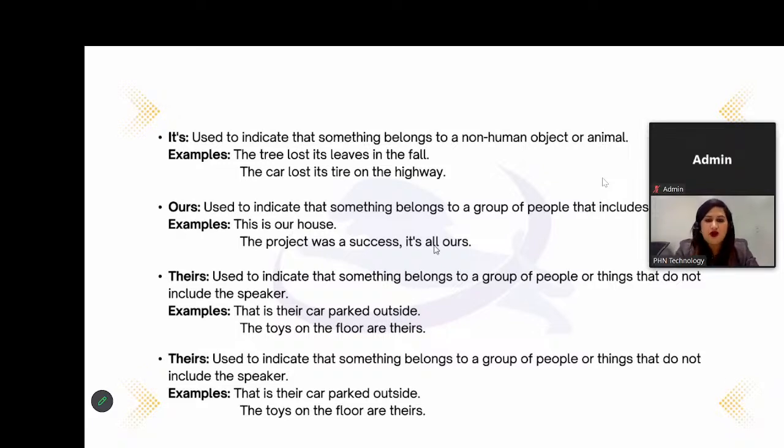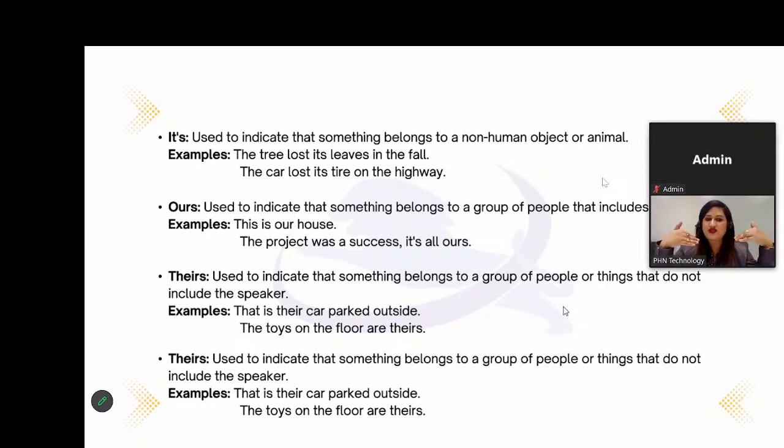Okay, now we're going to talk about ours. Ours indicates that something belongs to a group of people that includes the speaker. This is our house. The project was a success. It's all ours. Now, for example, it was our plan to go to the beach. So you're going to talk about yourself and the people with you also, that it is our plan to go to the beach.